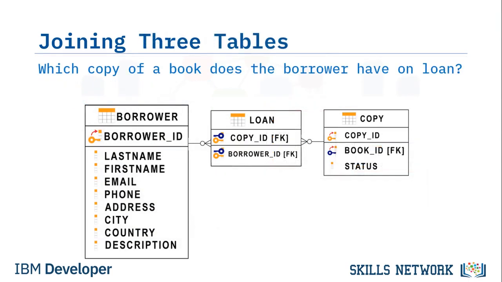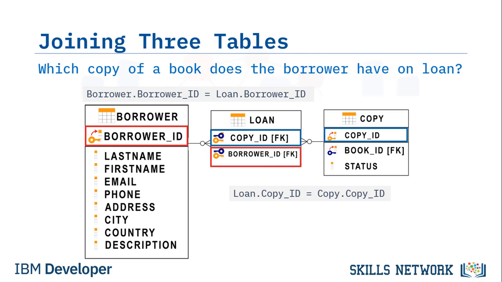Thus far, you have seen an example of combining two tables. But what if you need to combine data from three or more different tables? You simply add new tables to the joins. For example, if you want to know which borrowers have a book on loan and which copy of the book they have on loan, first you join the information from the borrower table and the loan table by matching borrower IDs. Then you join the information from the loan table and the copy table by matching the copy IDs.